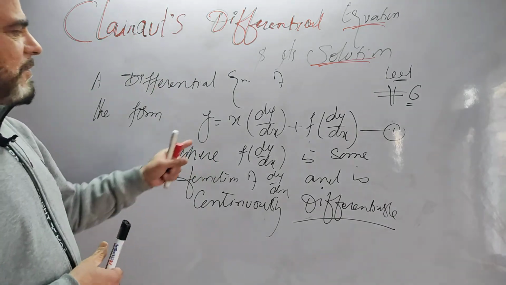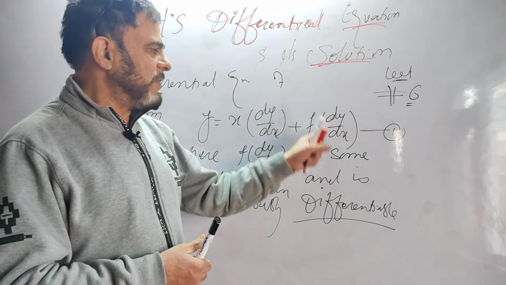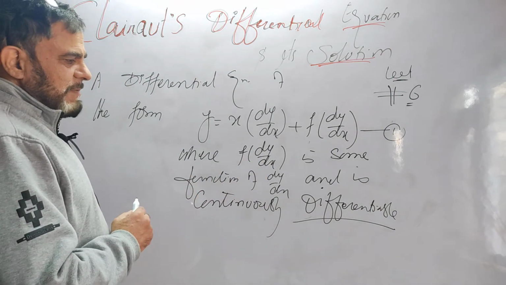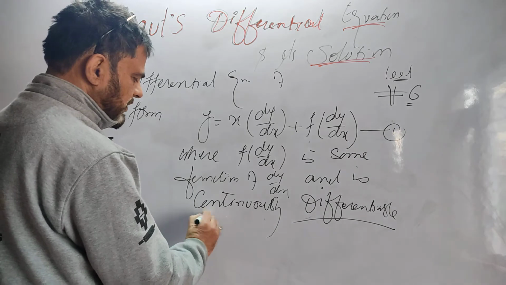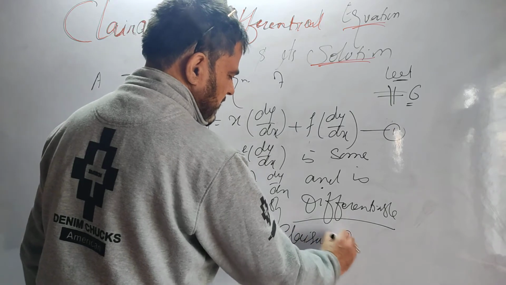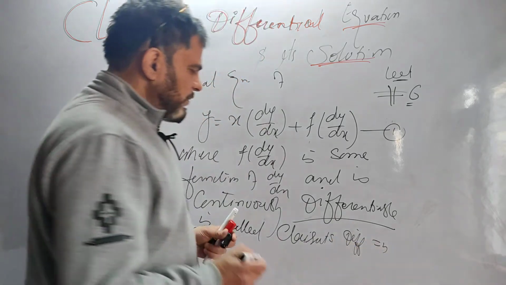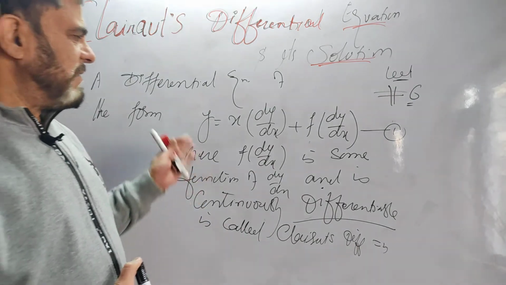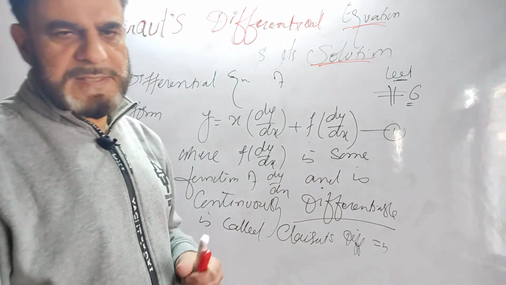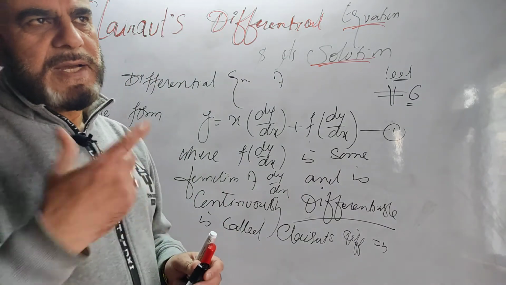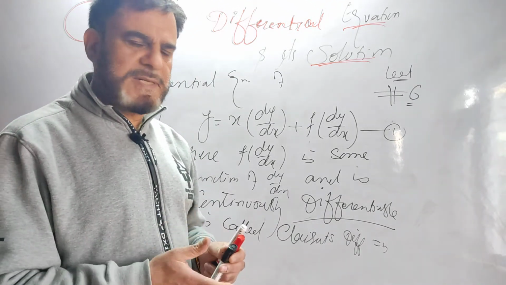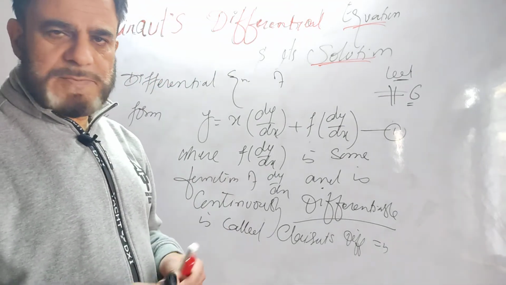A differential equation of the form y is equal to x dy by dx plus f of dy by dx, where f of dy by dx is some function and is continuously differentiable, is called Clairaut's differential equation. Now you may ask why we name this equation, because we have already done such differential equations previously when we discussed case first, where we said that y can be expressed on one side explicitly, then we differentiate y with respect to x and solve.